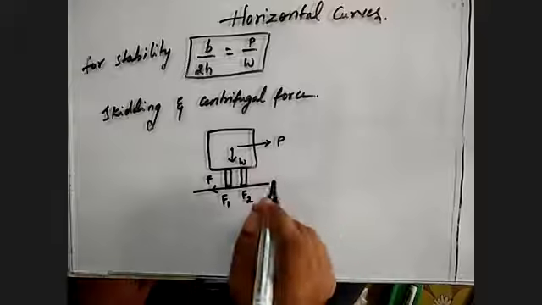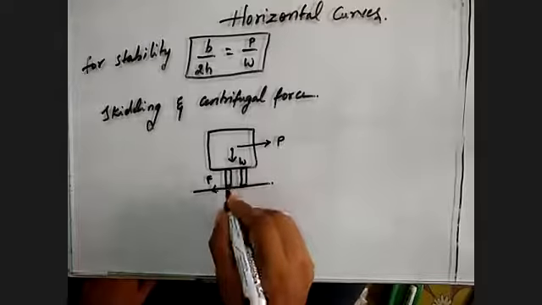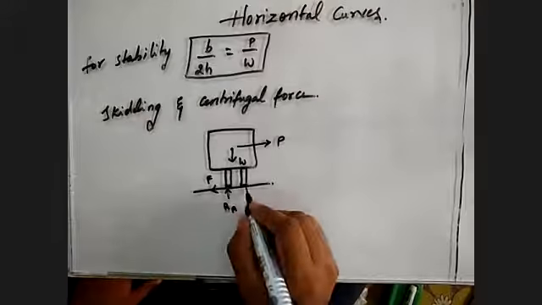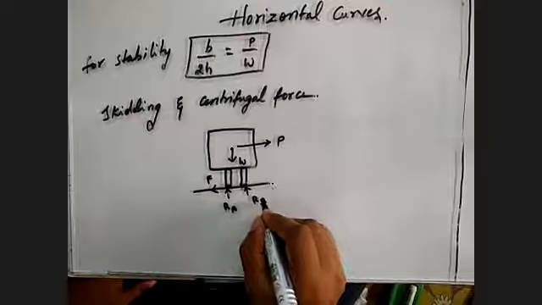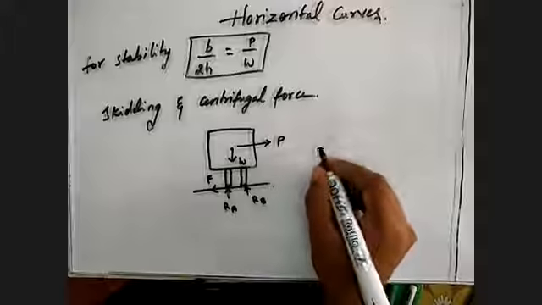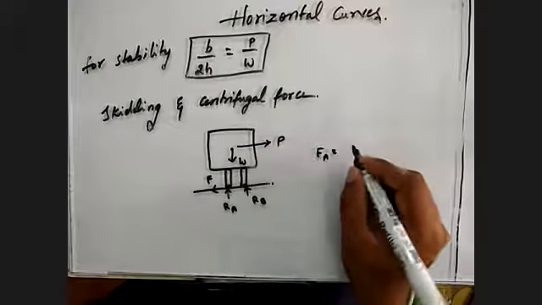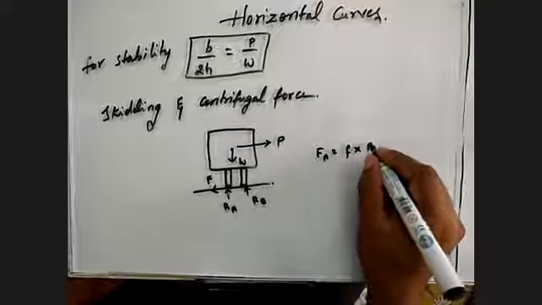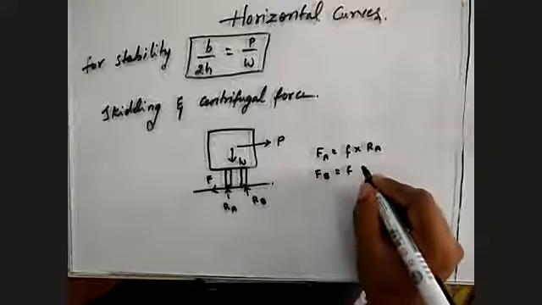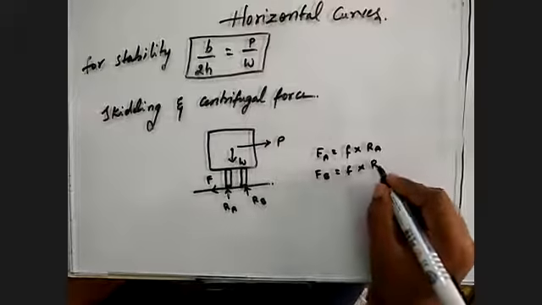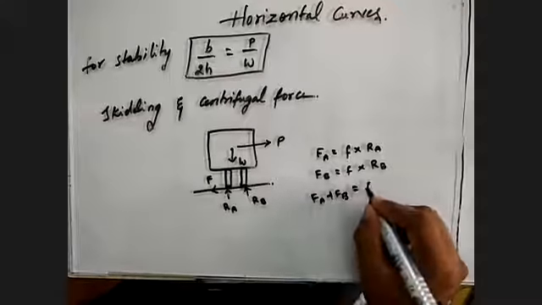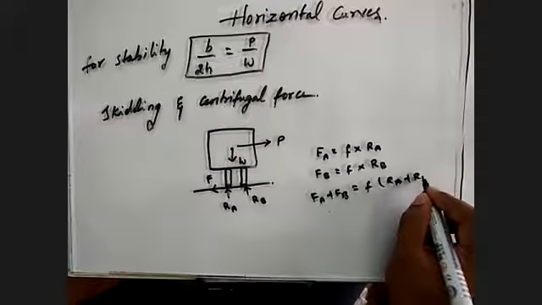So how we are going to equate it: the wheel is going to exert Ra, and this one Rb. Frictional force at wheel A will be equal to the coefficient of friction into Ra. Similarly, frictional force at B will be the friction coefficient into Rb. So summing up, we have F into Ra plus Rb.